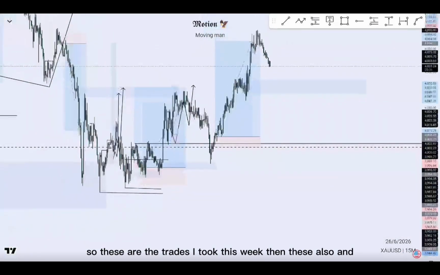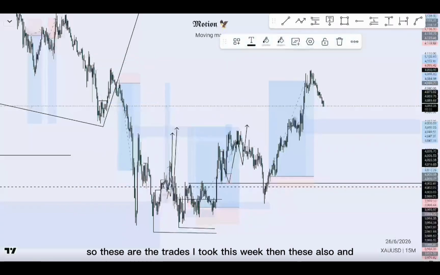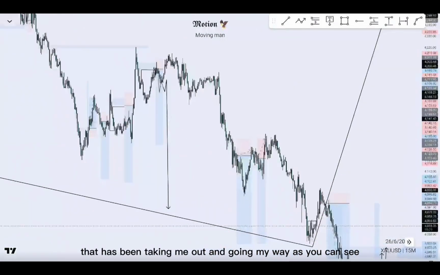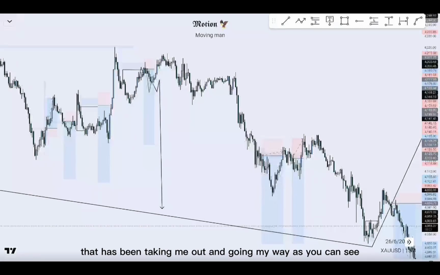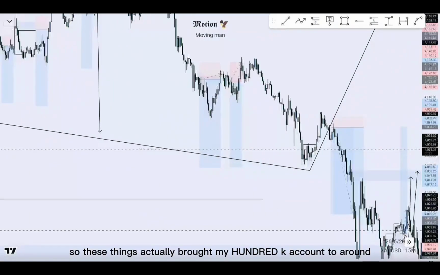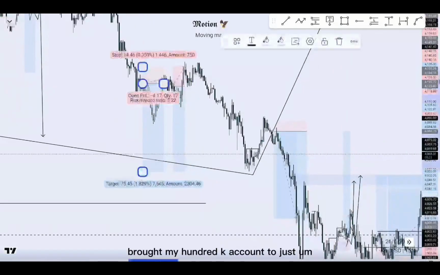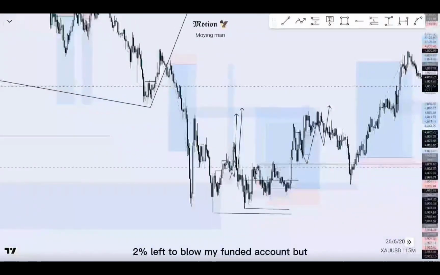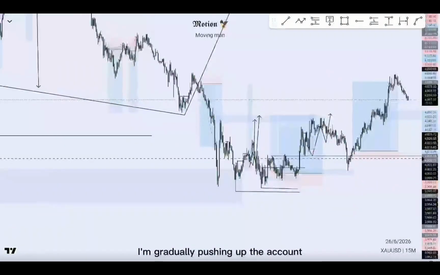So these are the trades I took this week. Then this also, and these are the trades that have been taking me out and going my way, as you can see. These things actually brought my 100k account to around just 2% left to blow my funded account, but I'm gradually pushing up the account.